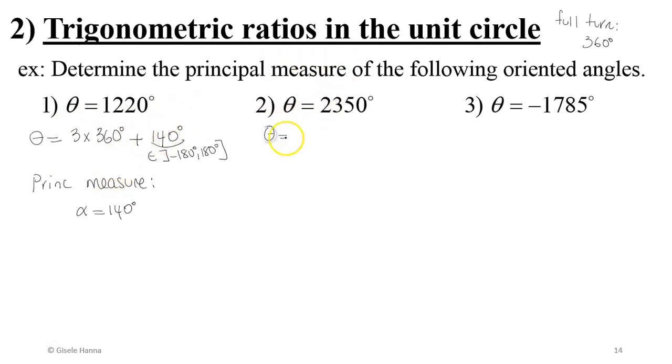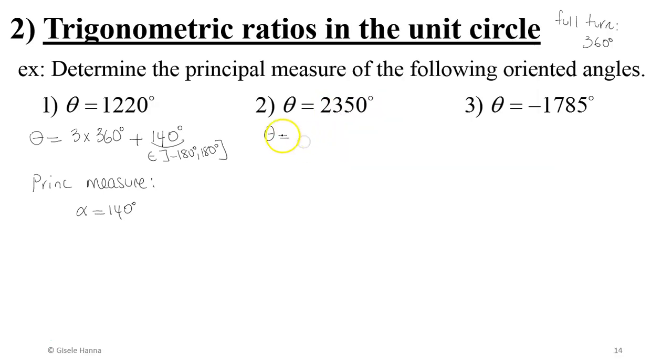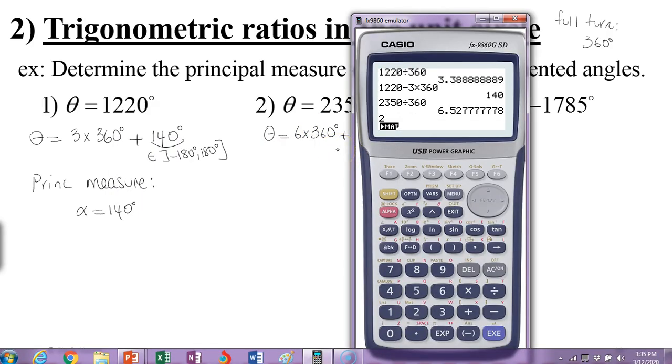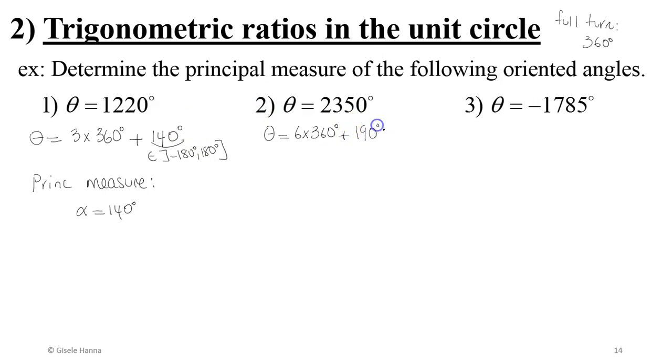If we were to do the same thing here, theta is 2,350. So 2,350 divided by 360 gives you 6 full turns. So it's 6 times 360, and I need to determine the remainder. So it's 2,350 minus 6 times 360, which gives you 190 for the remainder. Note that since you're dividing by 360, you could have a remainder that goes strictly up to 360, because the remainder should be strictly smaller than the divisor. So it is possible to obtain a remainder outside this interval. So it's not in negative 180, 180.